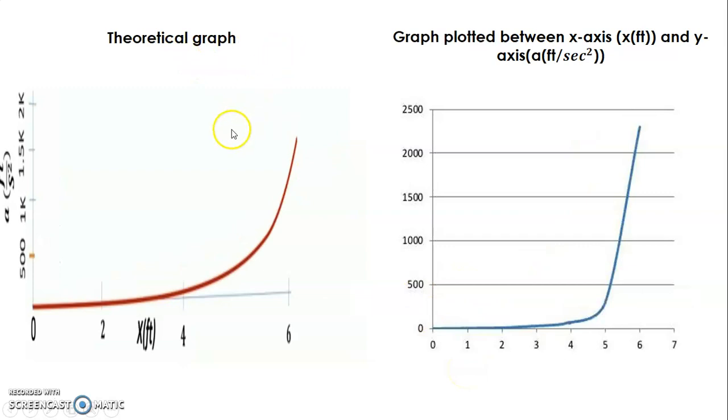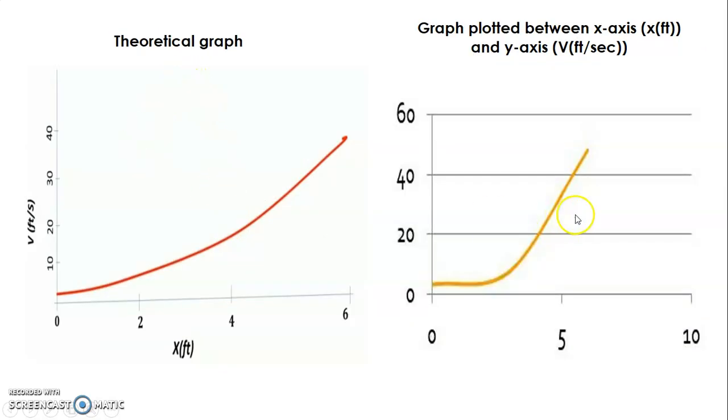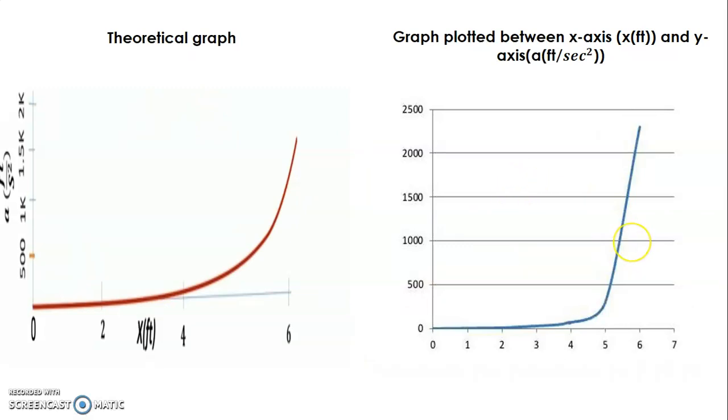This is the theoretical graph for the next segment, plotted between the x-axis where the distance is taken in feet and the y-axis where the acceleration is taken in feet per second square. Graph plottings for 0, 3 and 6 are made. This is the first graph plotting and this is the second graph plotting.